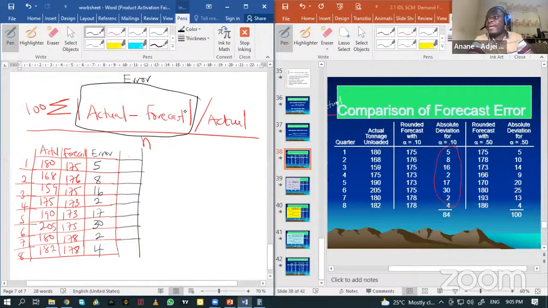So now we know the error. The errors are 5, 8, 16. We are supposed to divide the error by the actual, so these are the actual. So it's going to be 5 divided by 180, and whatever figure we get, we put it here. Is that okay? Please, I hope you are with me. Do you understand?